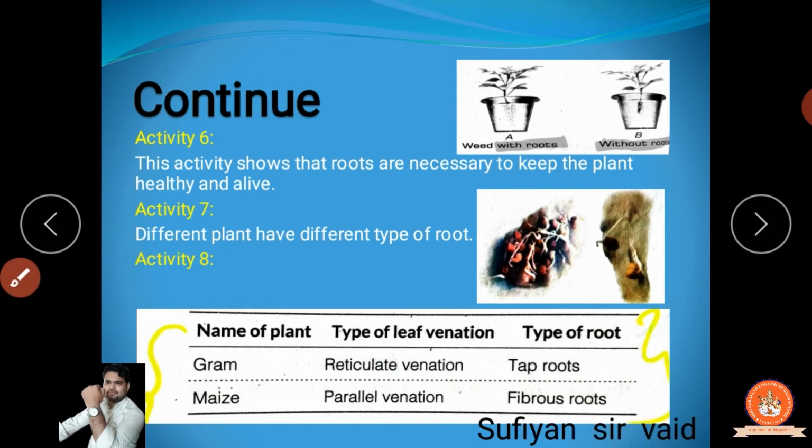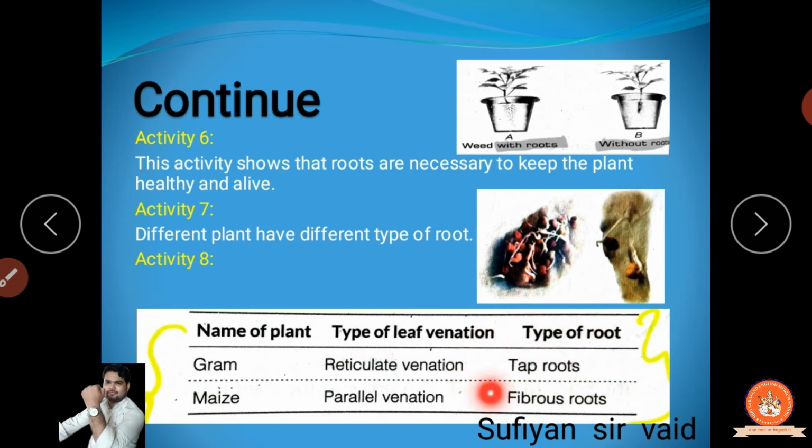This activity gives us an idea that from the root or from the leaves we can tell which type of root we have, or which type of leaves there are. Look here, gram. When you observe gram, its leaves have reticulate venation, which we already studied previously. If there is reticulate venation, then they have a taproot.